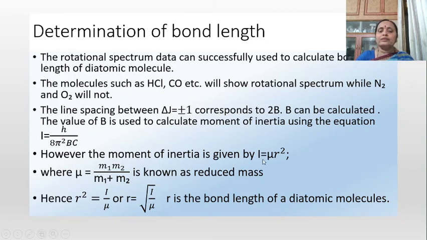Once I know the reduced mass, the expression is r squared equals I by mu, or r equals the square root of I by mu. And thus I can determine the bond length of a diatomic molecule. So in today's class we had seen the spectral intensity, the population distribution, that is the Maxwell-Boltzmann distribution, and the determination of bond length. Thank you.